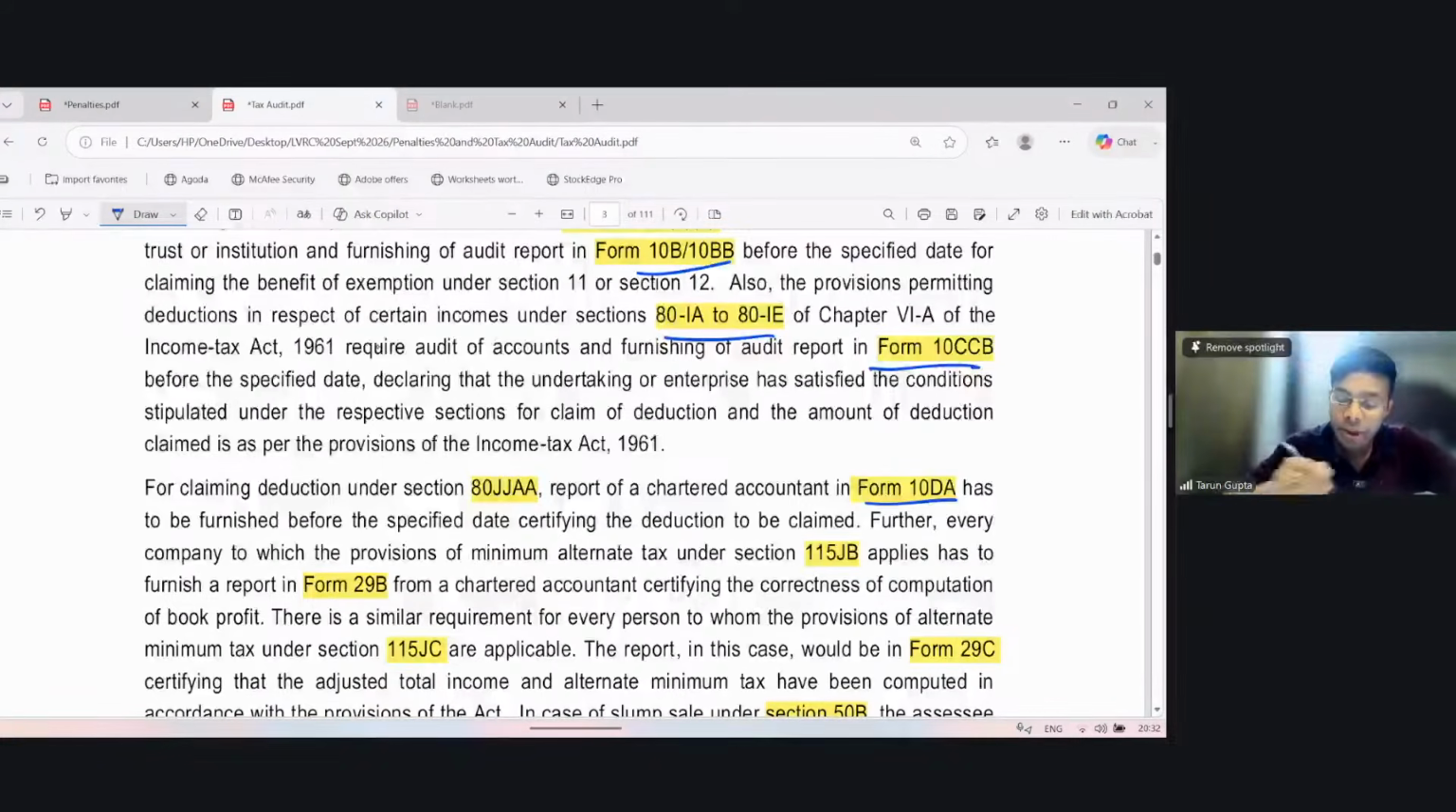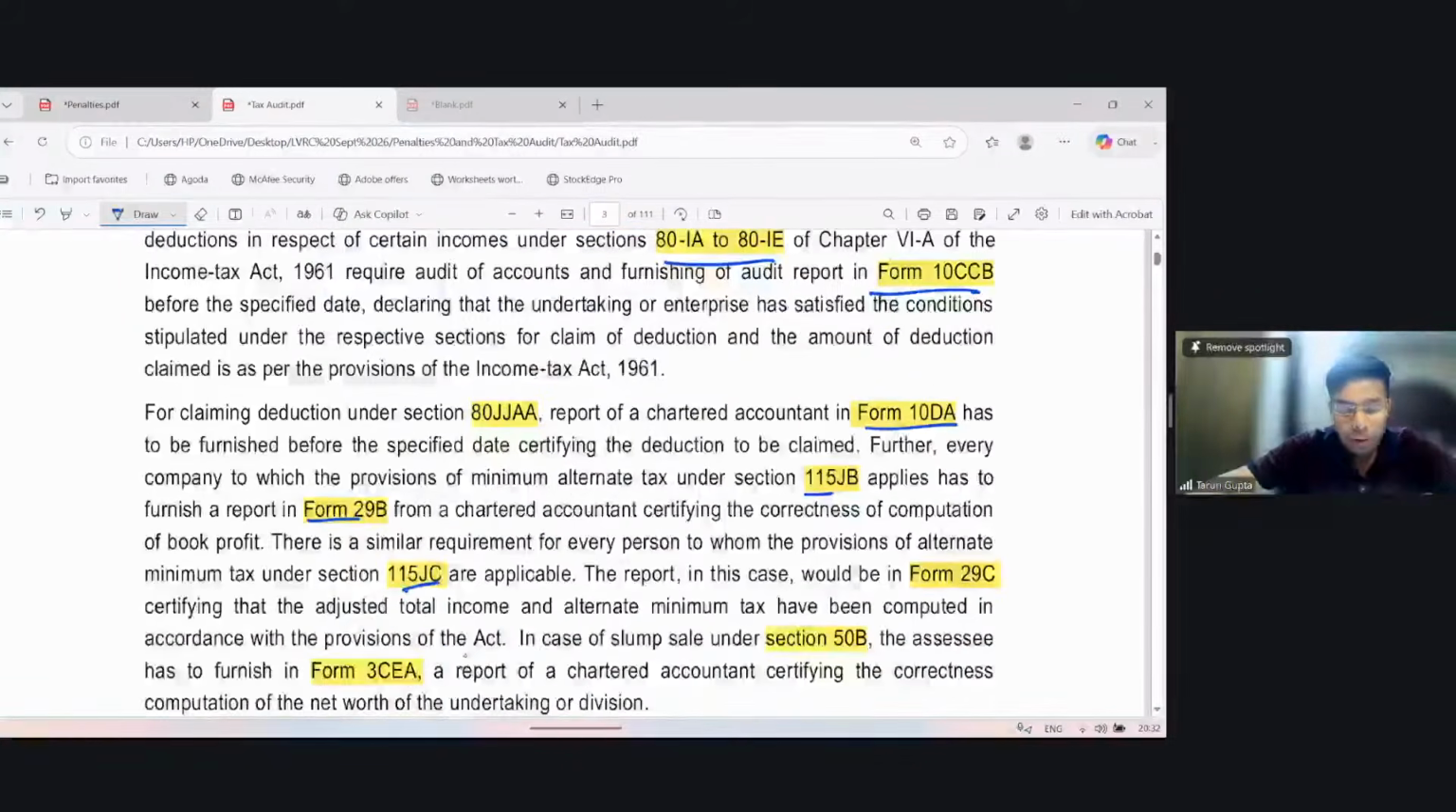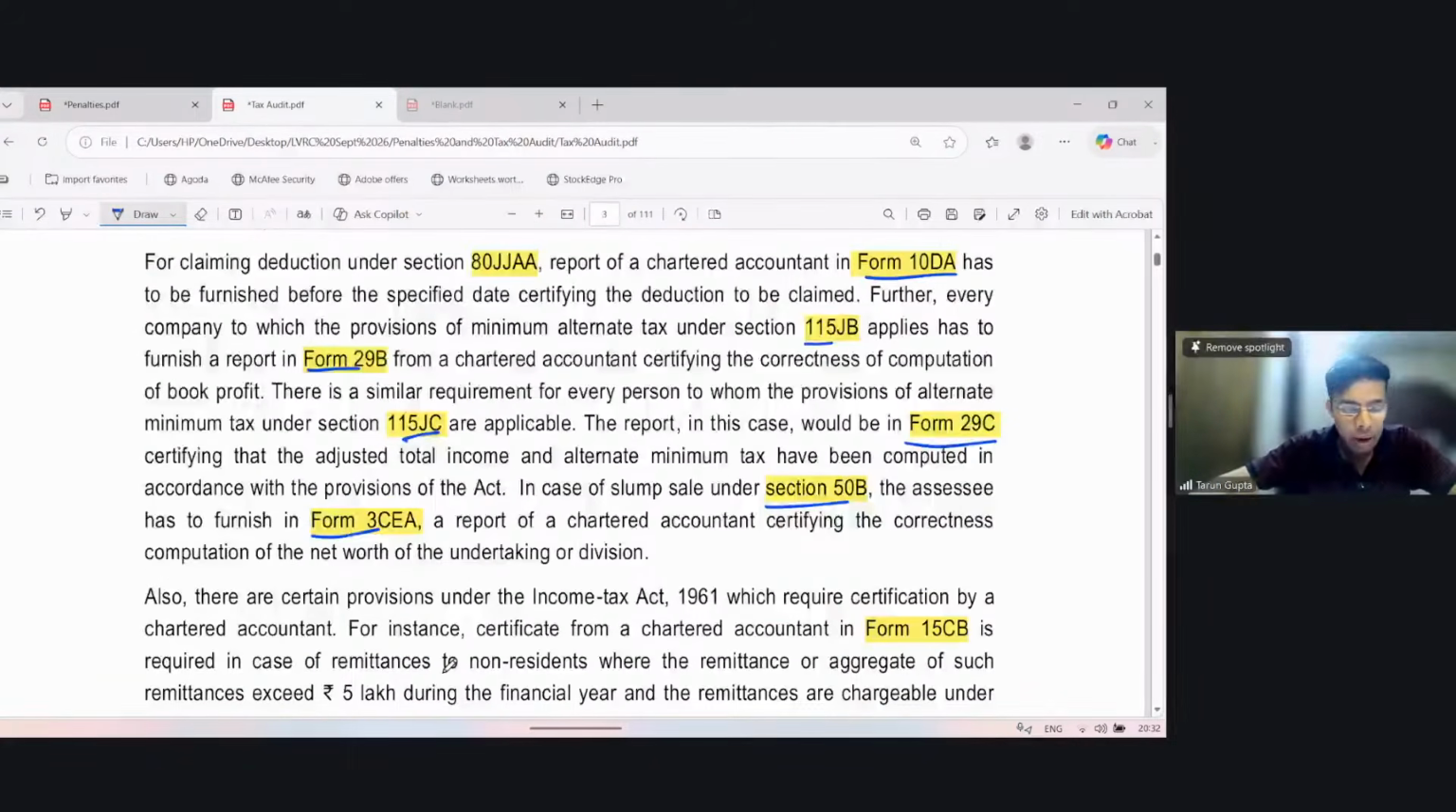If the provision of MAT under Section 115JB is applicable, then a report in Form 29B is required, which certifies the computation of book profit. Similarly, in case of AMT under Section 115JC, a report in Form 29C is required to certify the computation of book profit. In case of slump sale under Section 50B, the report is required in Form 3CEA from a chartered accountant, correctly computing the net worth of the undertaking or division. Then this Form 15CB, which the CA issues in respect of remittance outside India.